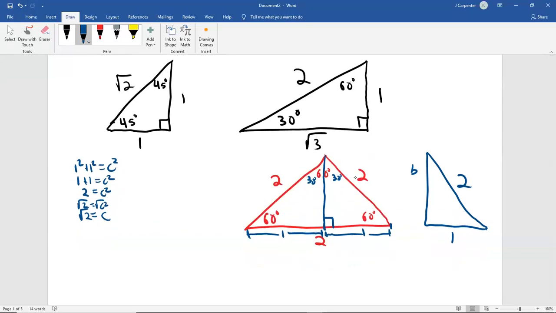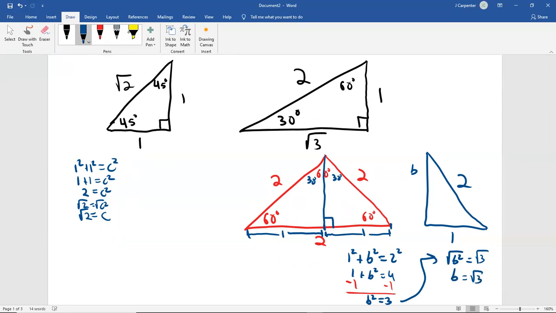Pythagorean. So we can go 1 squared plus b squared is equal to 2 squared, which is 1 plus b squared equals 4. You can subtract 1 on both sides to get that b squared is equal to 3. Take the square root of both sides. You're going to be doing this over and over throughout the course. And that says that b is the square root of 3.